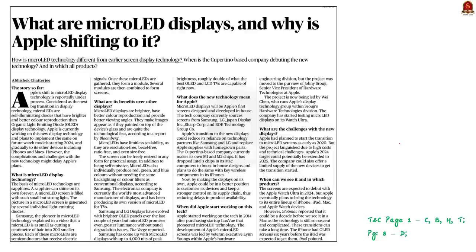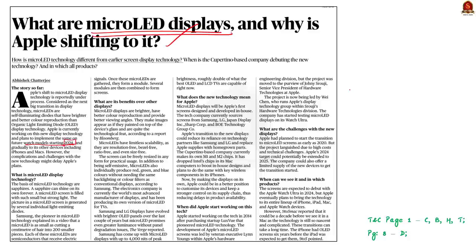Now, for our next discussion, we are going to take this text and context article. This text and context article talks about micro LED display technology. See, Apple is currently working on this new display technology and it plans to implement them on future watch models from 2024. And once implemented, it will be gradually introduced to its other devices including iPhones and Macs. However, the article says that the complications and challenges associated with the new technology may cause Apple's plans to be delayed. See, this is what is given in this article here.